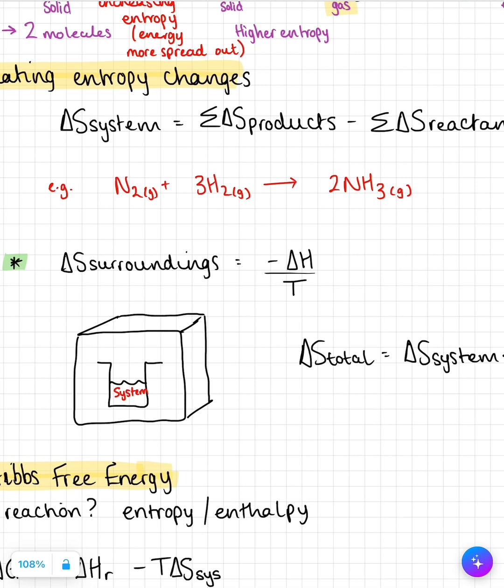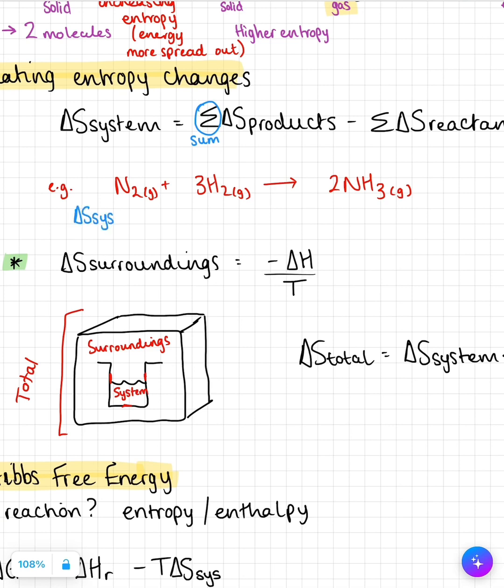Anything on the outside of the system, which could be the solvent, the air in the surroundings, or indeed the reaction vessel itself, in this case our beaker, these are classed as the surroundings. Together is the total entropy. So to calculate the entropy change of a system, we look for the sum. So this symbol here refers to the sum of the entropy of the products minus the entropy of the reactants.